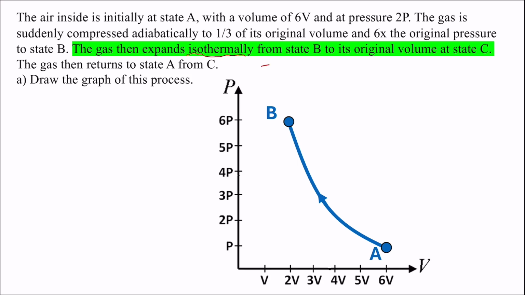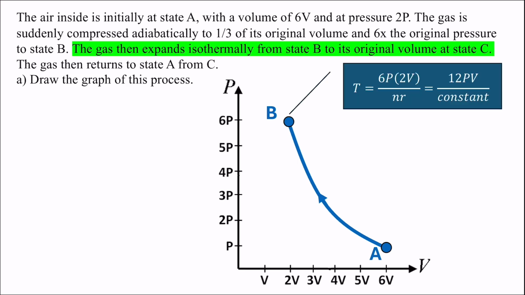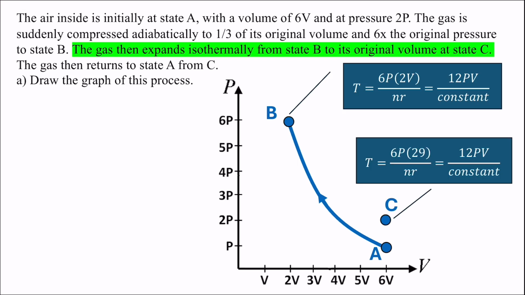So from the ideal gas law, temperature is PV over NR. Because the amount of gas here is fixed in a closed system, N is going to be constant and R is a constant, so temperature will be directly proportional to PV. At point B, the value of PV, which is 6P times 2V, is 12 PV. So I want to find a point where the volume is 6V and the value of PV is 12 PV. And that's going to be at a pressure of 2P. So point C is here. And that's what the isothermal process looks like.